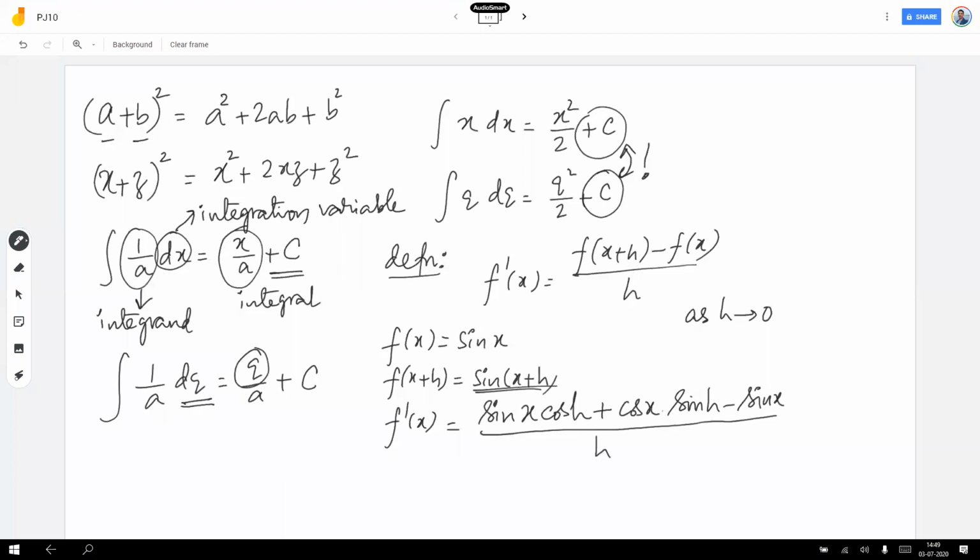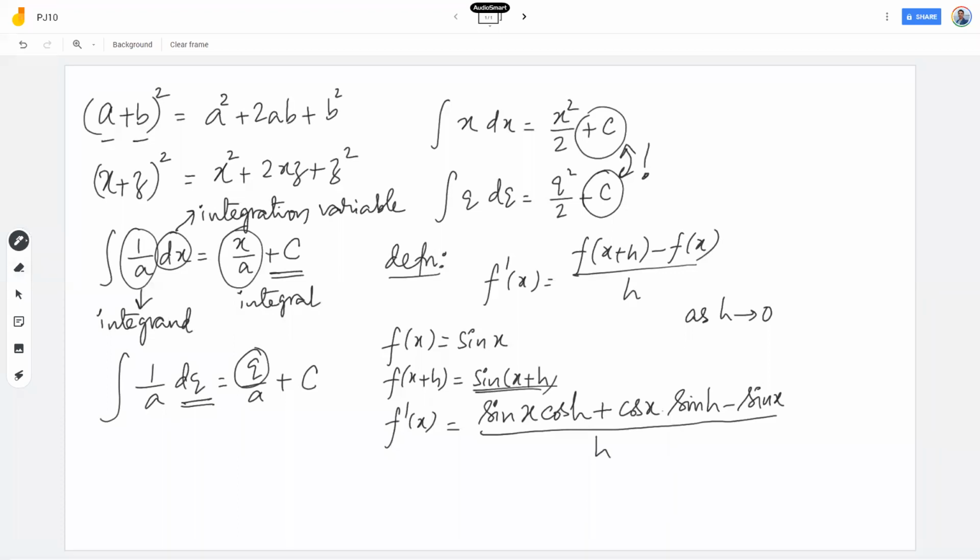By definition, f dash of x is equal to this whole thing, (f of x plus h minus f of x) divided by h, as h tends to 0. As h tends to 0 means h is so small that it's almost 0. If it is almost 0, you can try to substitute it as 0 itself. It is not 0 actually. h is only tending to become 0. It is not yet 0. But you can try to see what the function becomes by substituting 0 for h.